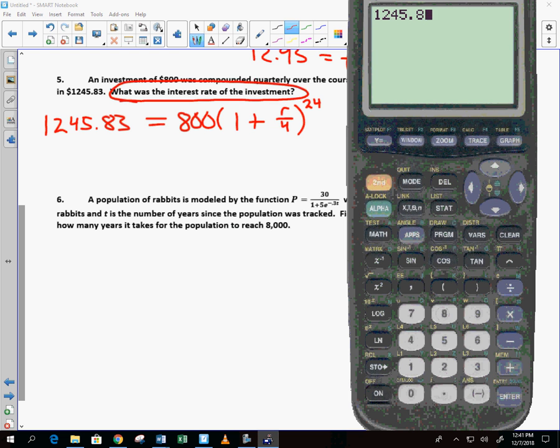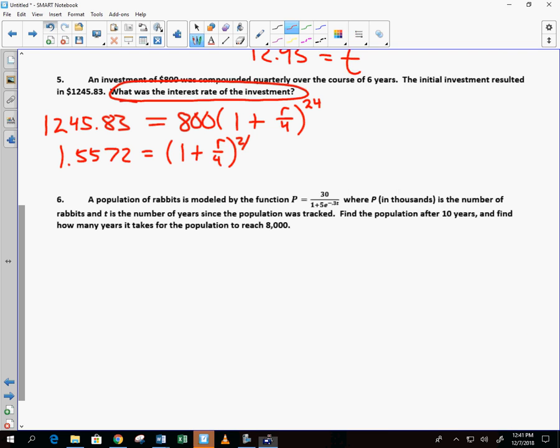1,245.83, and I divide that by 800. And I get 1.5572 is equal to, parentheses, 1 plus R over 4 to the 24th power. Now it has to move.